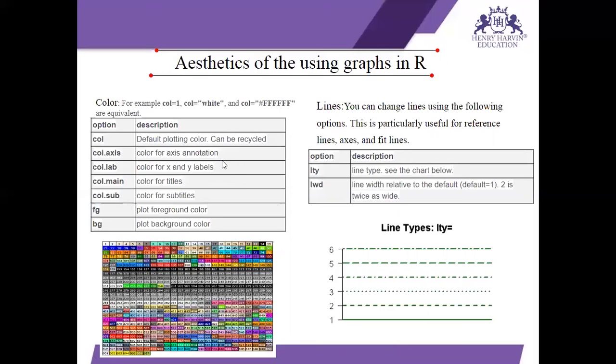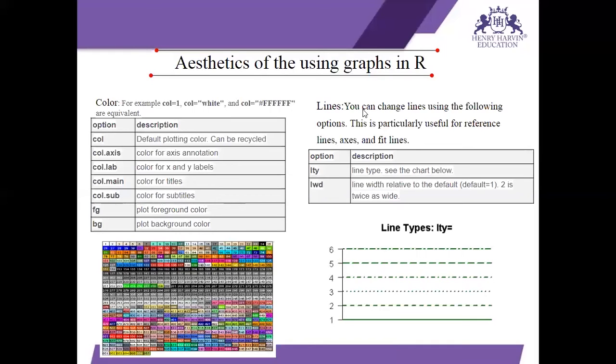If you want to color the axis names, for that we use col.axis. Then there is col.lab for coloring the labels. Then there is col.main. If you want to change the color of the title you are giving to your graph, you can use this command. Then there is the color for subtitles. If there is any subtitle you are adding, you can change its color also. Then you can give a background color to your graph also.